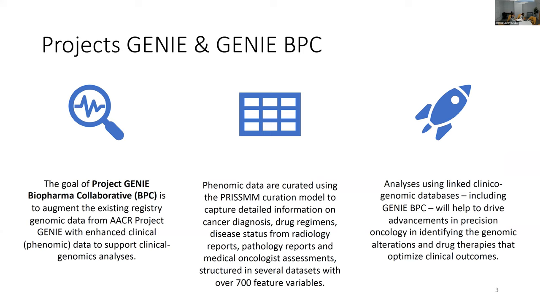The primary goal of GENIE BPC, or the Project GENIE Biopharma Collaborative, is to augment the existing registry of genomic data from AACR Project GENIE with enhanced clinical or phenomic data to support clinical genomic analyses. The phenomic data in GENIE BPC are curated using the PRISM curation model to capture detailed information on a lot of different aspects of the EHR, such as cancer diagnoses, treatment regimens, disease status from radiology and pathology reports, and medical oncologist assessments. And these are structured over several different data sets with hundreds of different variables.